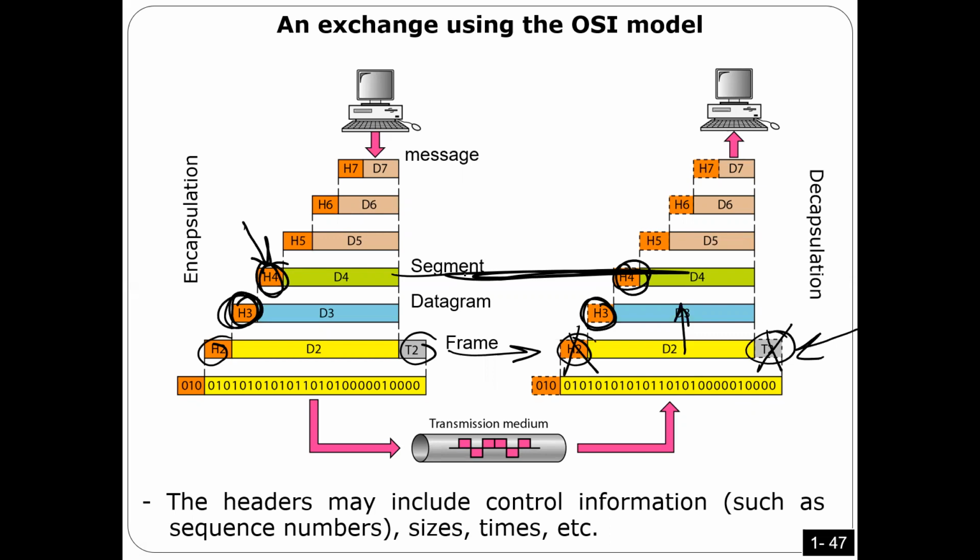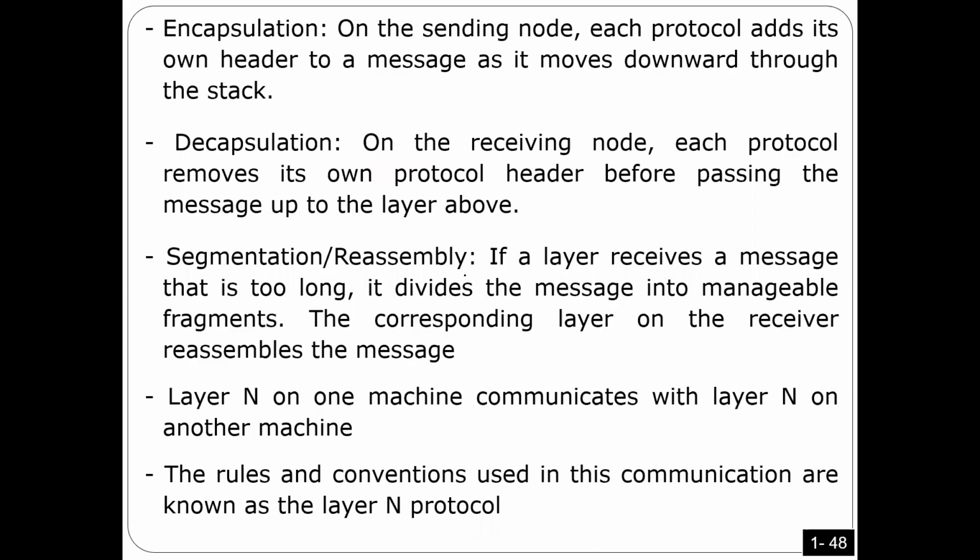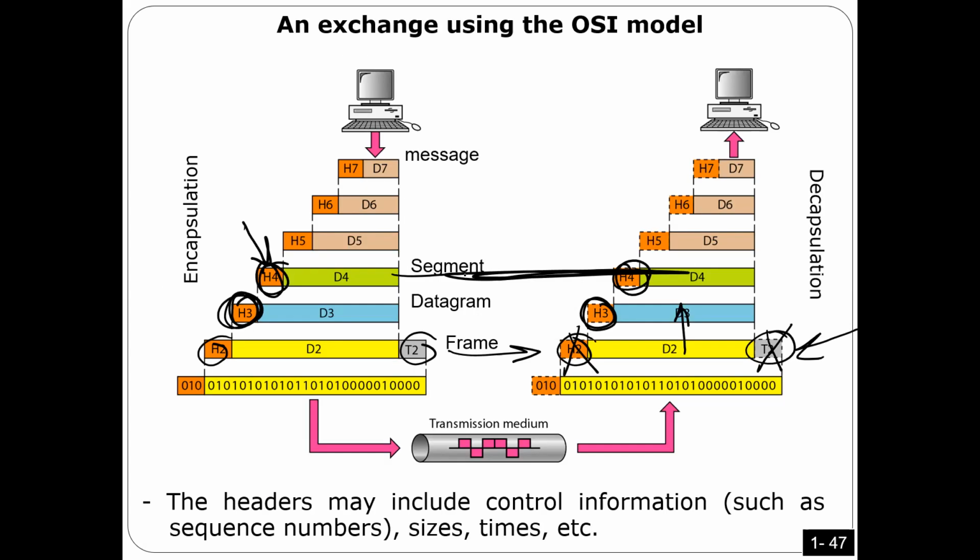So it's just some control information. Later in this course, you will understand what we put here in the headers. Some control information like the source address, the destination address, and some other information, as you will see. Any question here regarding the idea of encapsulation and decapsulation?